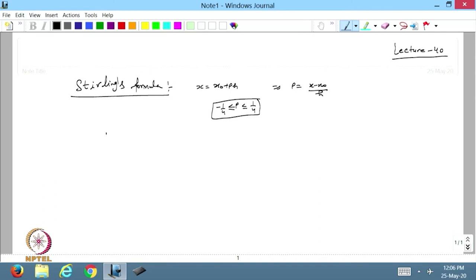And we also know that E, the shift operator, I want to find the relation between E and delta: my delta can be written as E to the half minus E to the minus half. This is what we already know. Now, I give you directly the Stirling formula.